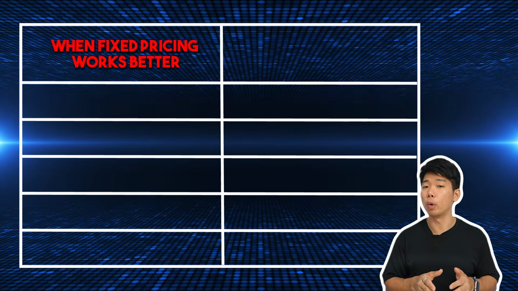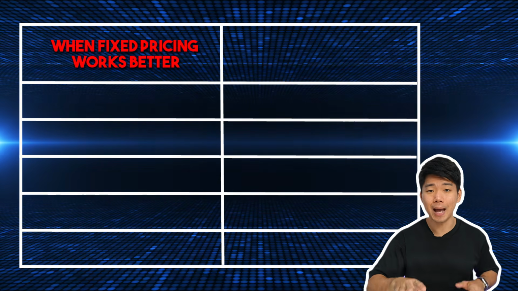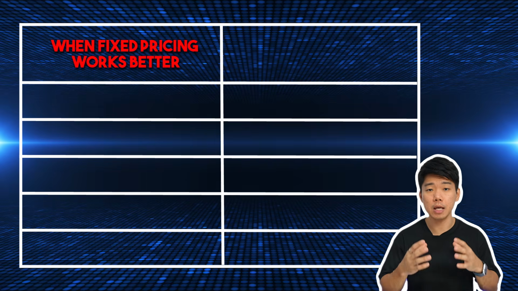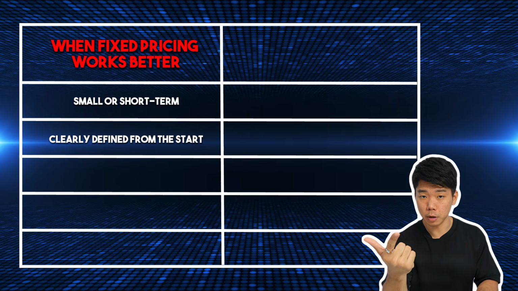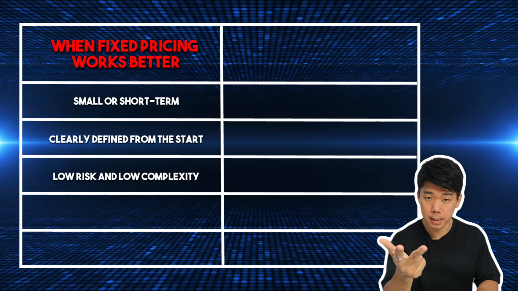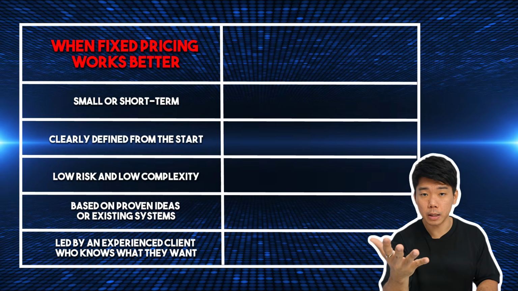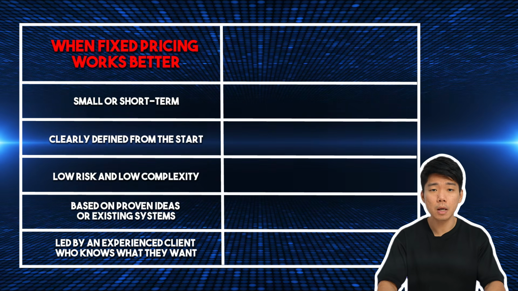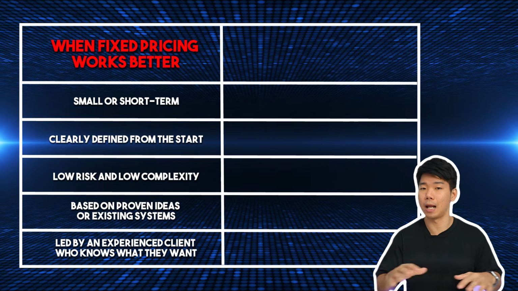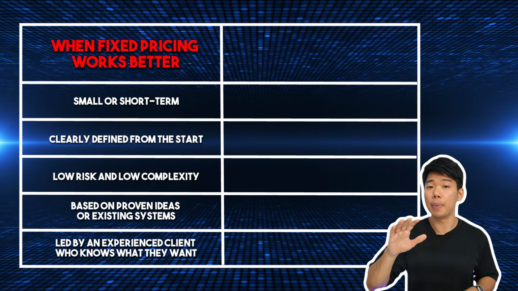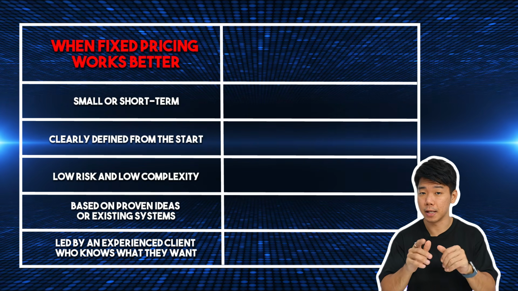When fixed pricing works better. A fixed pricing model works better when uncertainty is low. As a developer, I'll consider fixed pricing if a project were small or short-term, clearly defined from the start, low risk and low complexity, based on proven ideas or existing systems, led by an experienced client who knows what they want. In these cases, locking scope early makes sense, as chances of major surprises are low. You need to be honest with yourself. But in my experience, very few custom development projects fit this description.